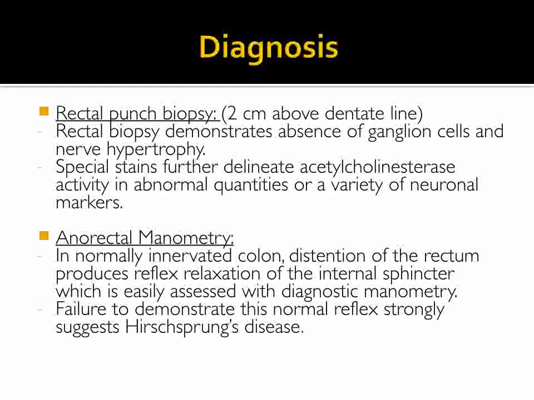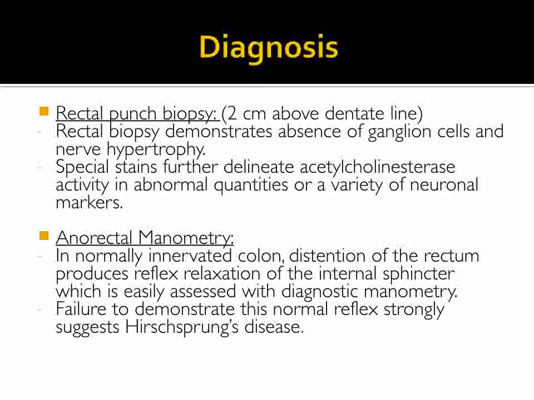So, the diagnosis of Hirschsprung disease depends first on the clinical presentation, as was said, either neonatal presentation by the picture of neonatal intestinal obstruction or later presentation by the picture of chronic constipation and failure to thrive. After that, we can confirm the diagnosis by barium enema, rectal punch biopsy, and the anorectal manometry.